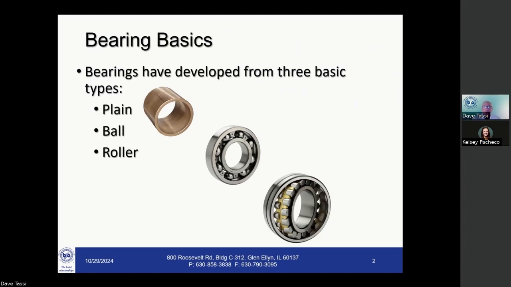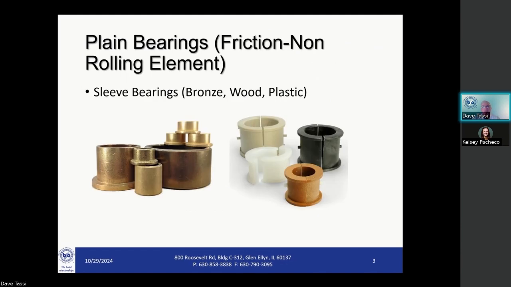Bearing basics. Bearings have developed from three basic types: plain, ball, and roller bearing. Plain bearings, or friction bearings, are non-rolling element. They are also called sleeve bearings, and they can be made of bronze, wood, plastic, or many other materials.